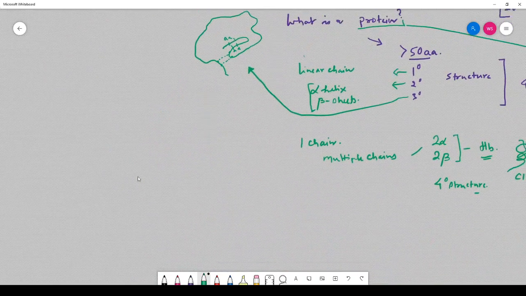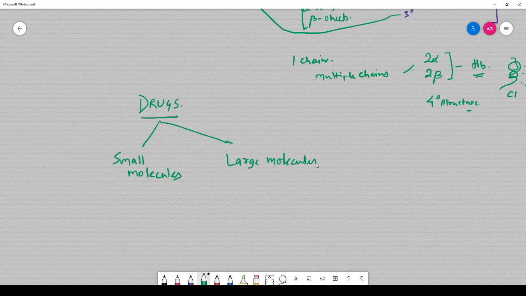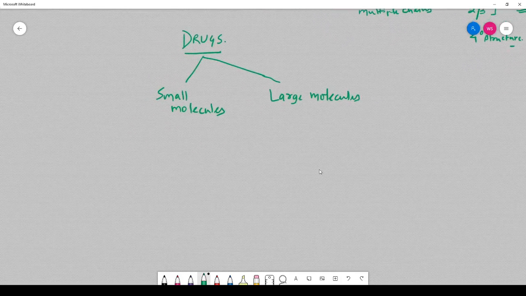Now let's look at broadly how we classify drugs. Drugs are broadly classified as small molecules and large molecules. What do we mean by a small molecule? It is defined on the basis of its molecular weight. If it is less than 1000 Dalton, we call it a small molecule drug. If it is greater than 1000, then that is a large molecule drug.